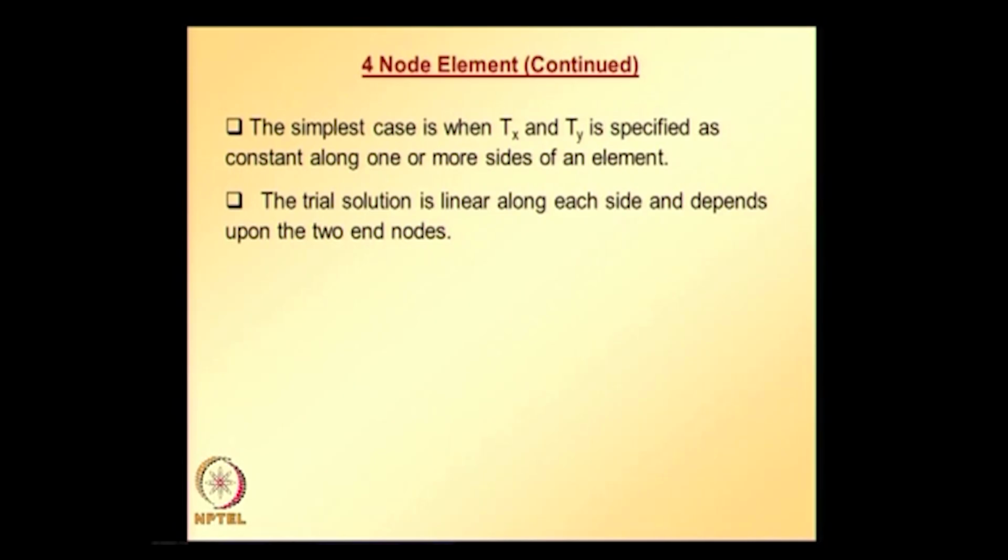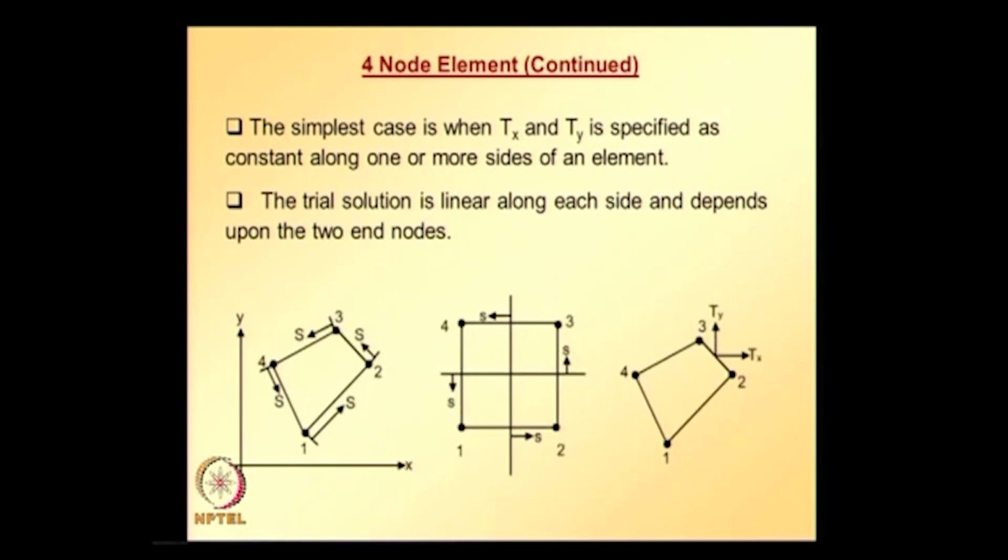and also please note that we are dealing with 4 node elements. So, the trial solution is linear along each side and depends upon the 2 end nodes. So, we can easily write the shape functions of the nodes using the Lagrange interpolation formula, which we discussed earlier. Here both the actual element and the parent element are shown, and also the traction is applied on side 2 3.